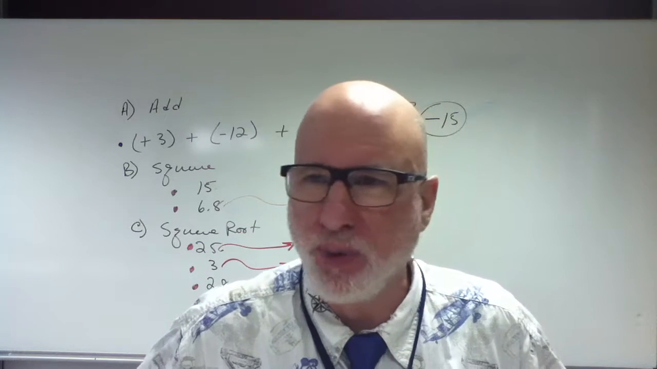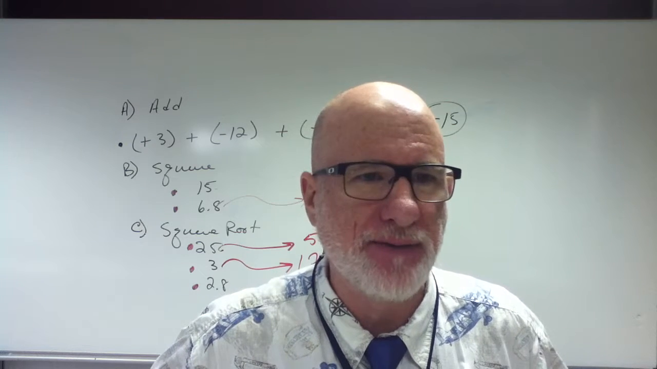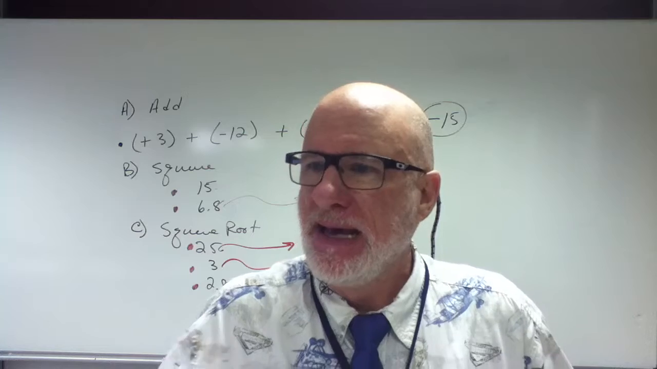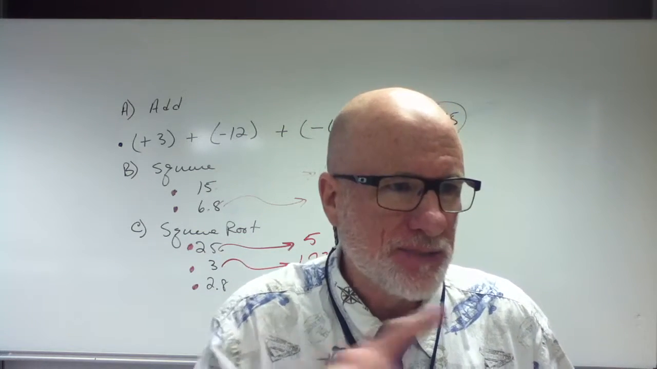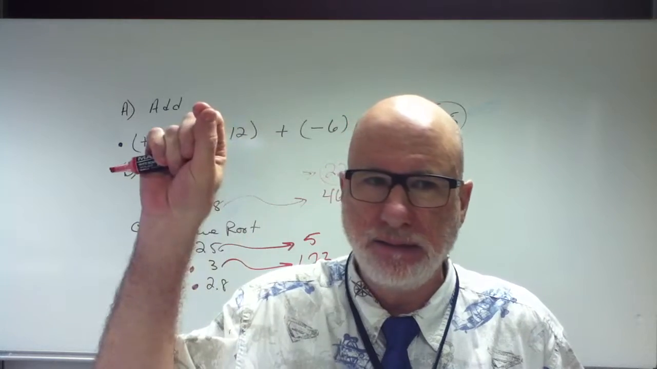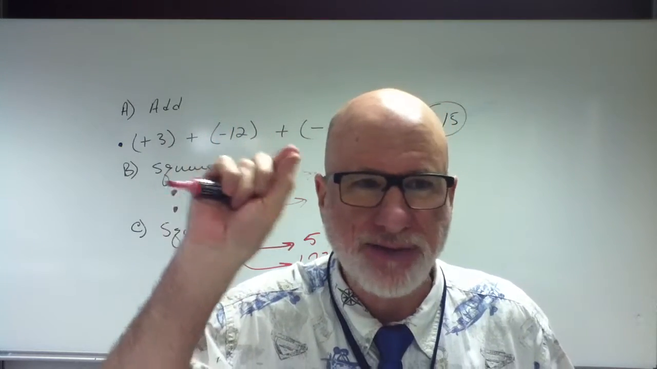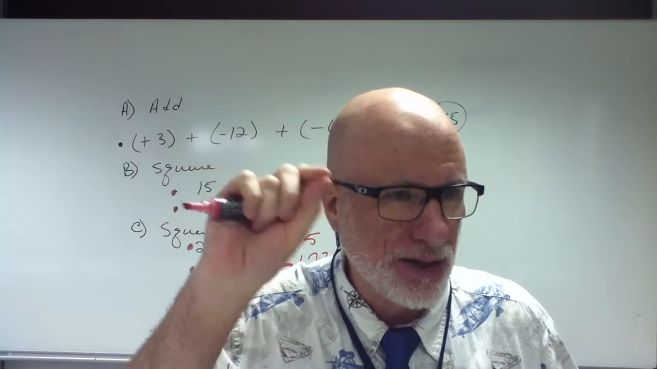Square 1.73. Somebody just square that. What do you get, Vivian? 2.99. That's calculator error. That's round-off error, as opposed to reading a scale, which is systematic error. That's reading error. It's a little different from calculator error. Clear? Like you're reading a plot on a graph.